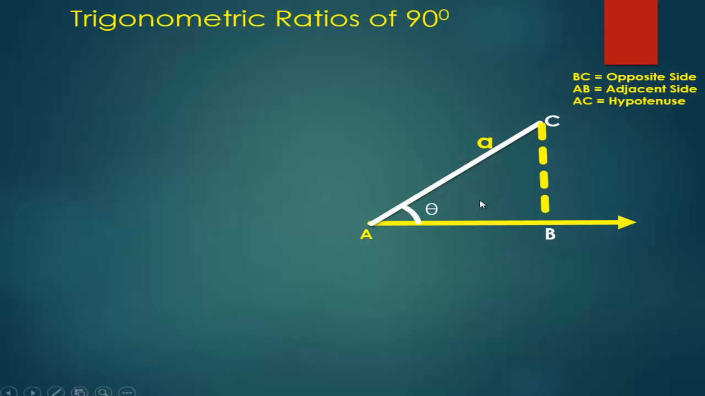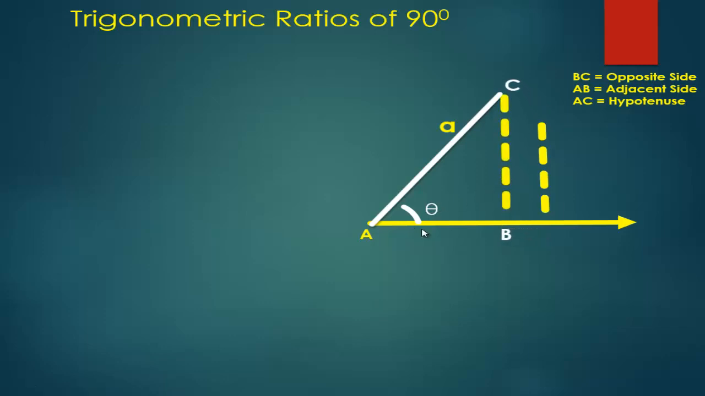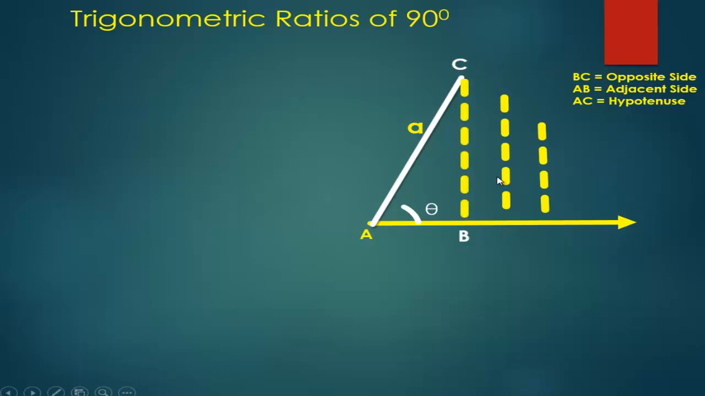Now, let us see what happens when the angle made by the line segment increases. Theta is increasing, that is angle A is increasing. When theta is increasing, the height, that is the opposite side, is also increasing and the base, that is the adjacent side, is decreasing. When you go on increasing theta, again the height increases and the base decreases. And when we increase theta gradually, at one stage the angle becomes 90 degrees.